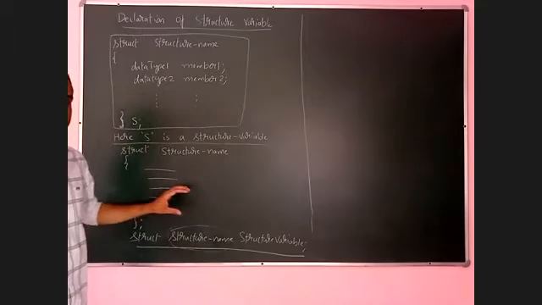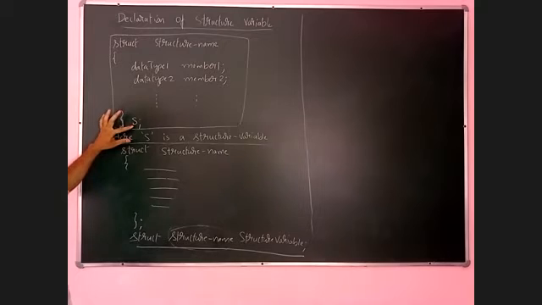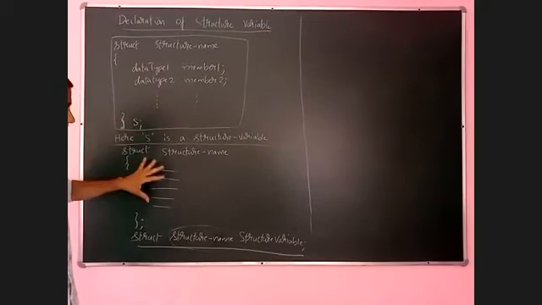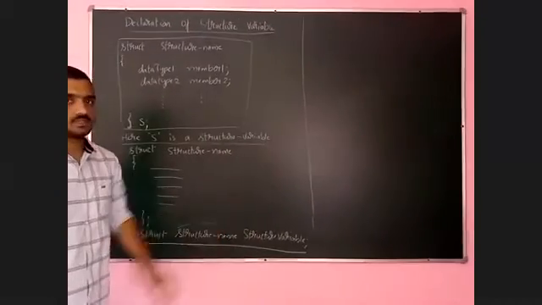Let's observe the difference between the two methods. In the first method, before putting the semicolon, I have put the variable S. Correct? So here S is called a structure variable. In the second method, you put the semicolon, and in the next line you write the structure name and structure variable.